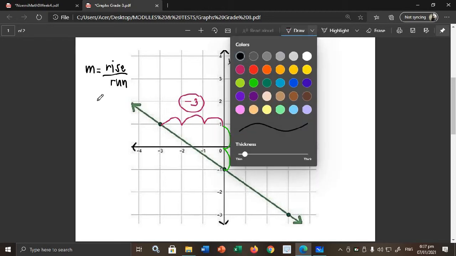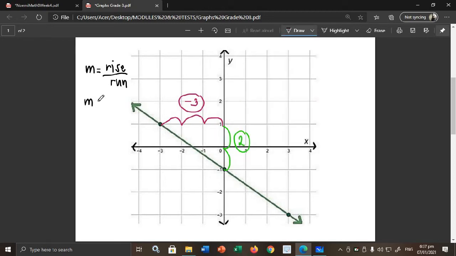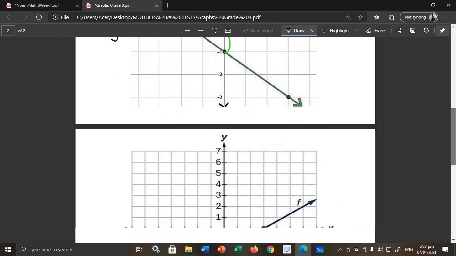So solving the slope of the line, we have m is equal to, yung rise natin is equal to 2, yung run natin is equal to negative 3. Rewriting this, the slope is equal to negative 2/3. So we have a negative slope for our second example. How about another example?